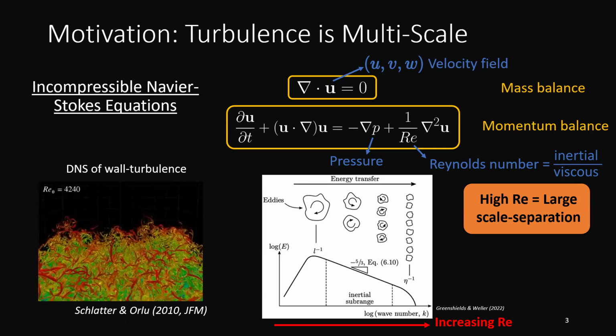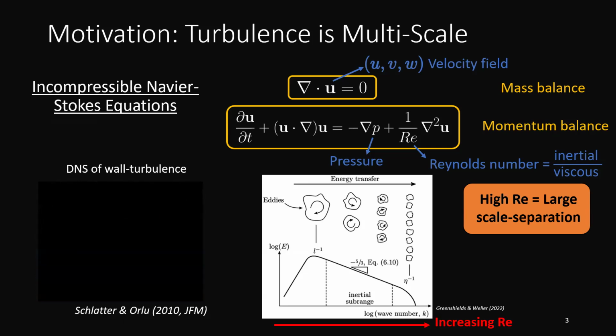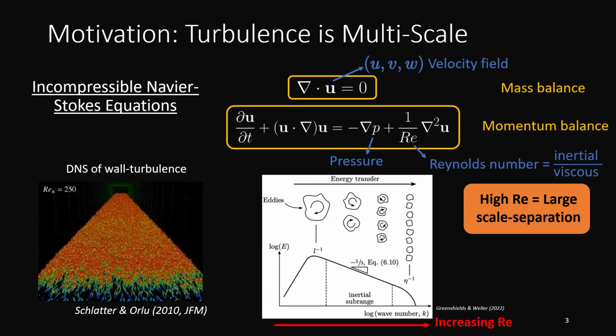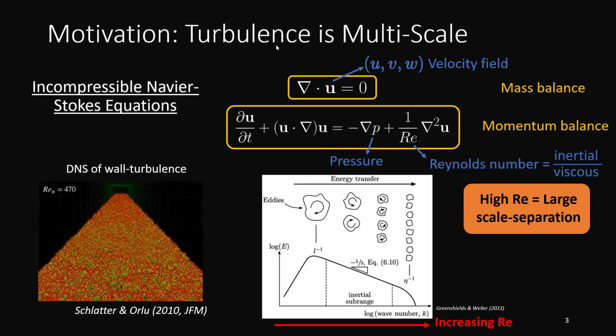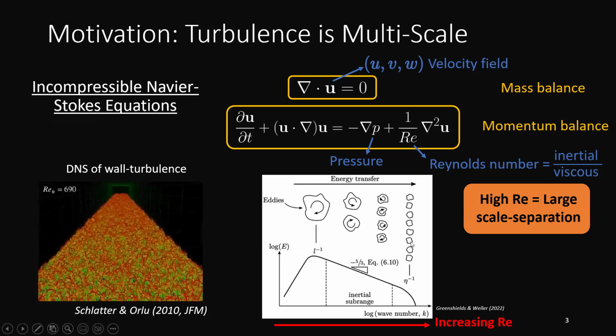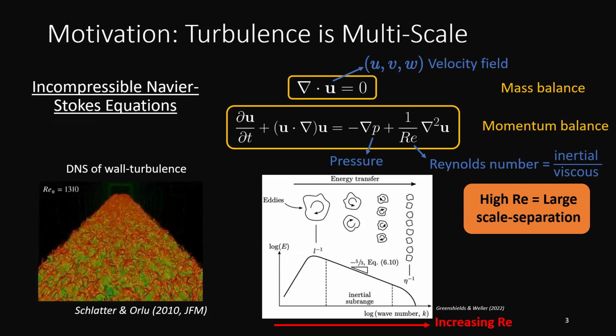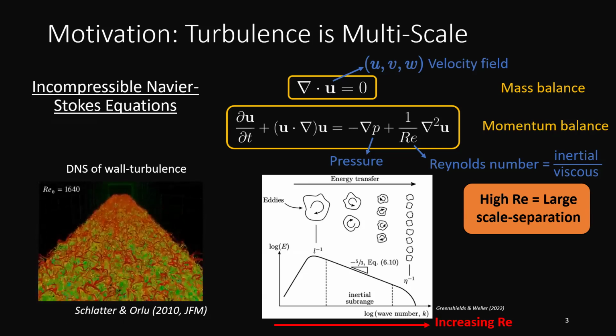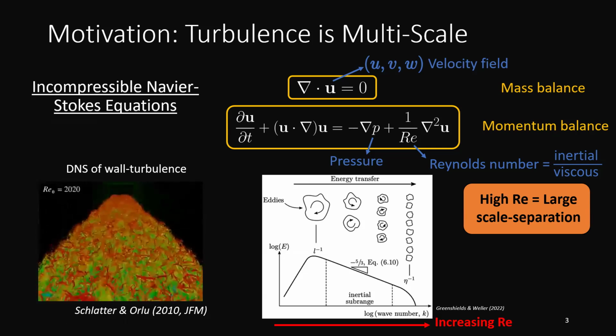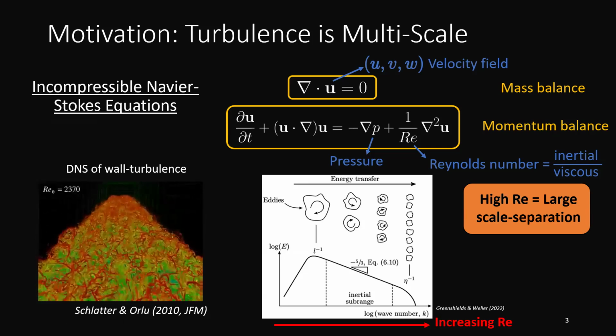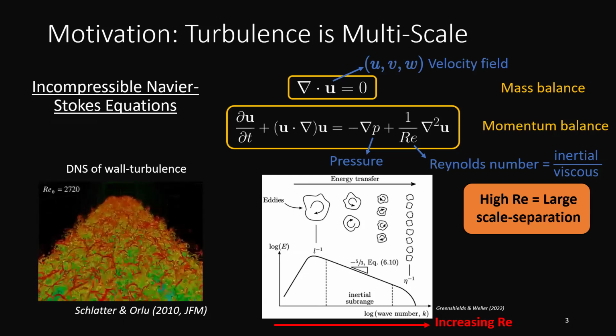So to simulate these flows via computers, we need to form a grid, a computational grid, and to resolve these small-scale features, we need a super fine mesh, right? And for industrially relevant configurations, this mesh can be extremely refined to the point where simulating the entire flow could take several years on a supercomputer.